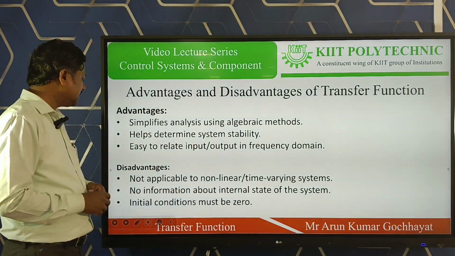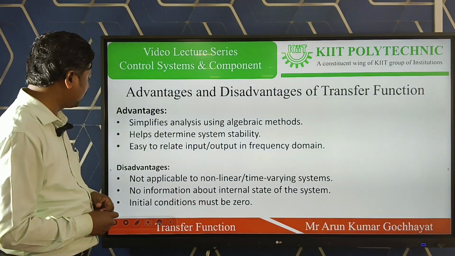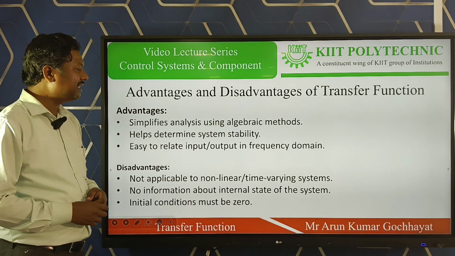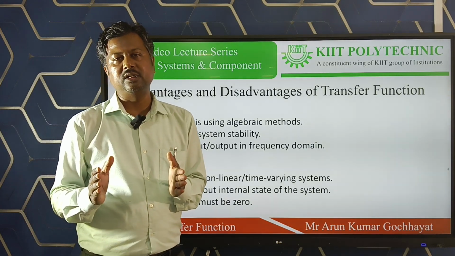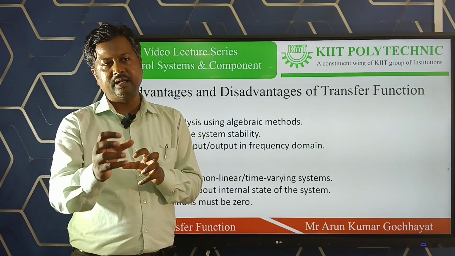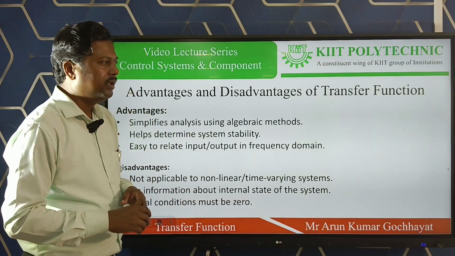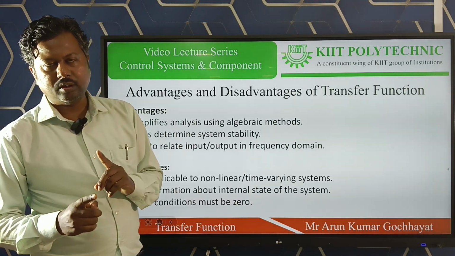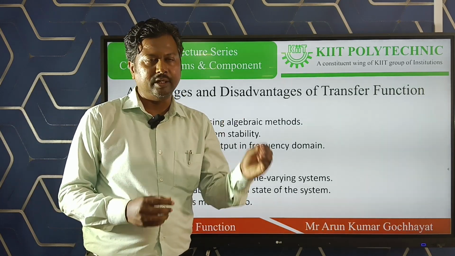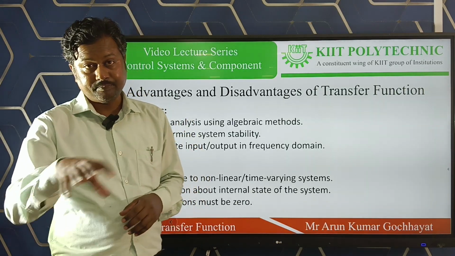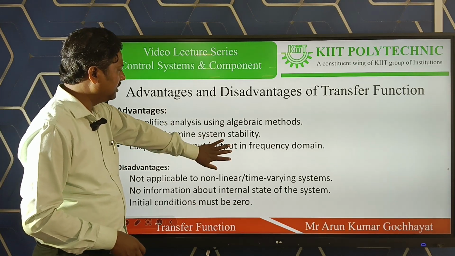Now the disadvantage is that it is not applicable for nonlinear systems, or even time variable systems. There is no information about the internal state of the system, as it is said that the initial condition is 0. So we do not have any information about the input variable, output variable and the system variable. When we analyze the system using the transfer function, we get information about the input and output only, not about the intermediate variables. Initial condition must be 0. I have told it repeatedly.